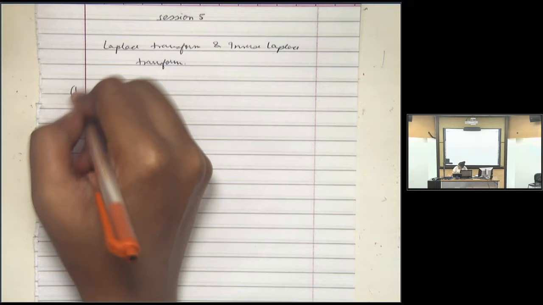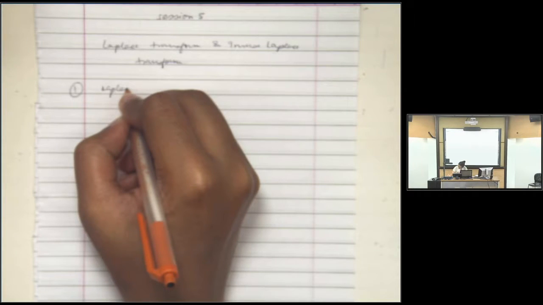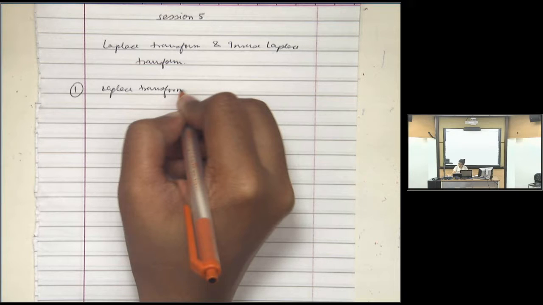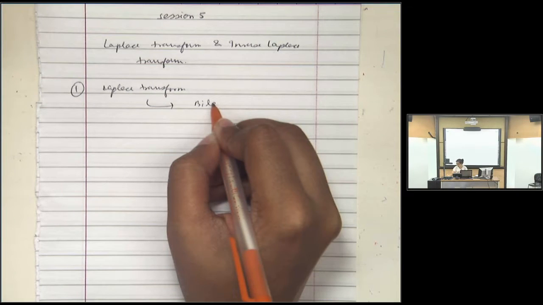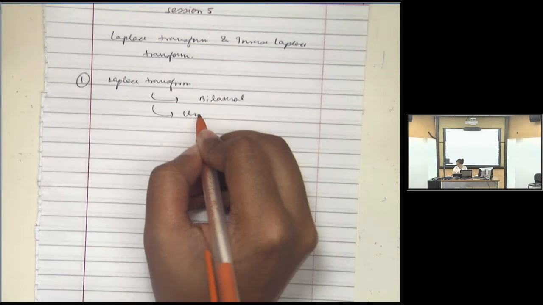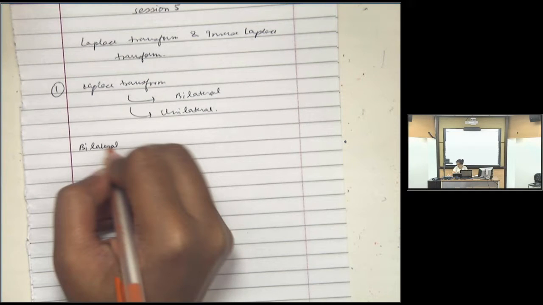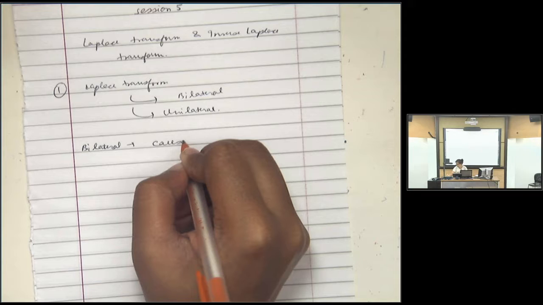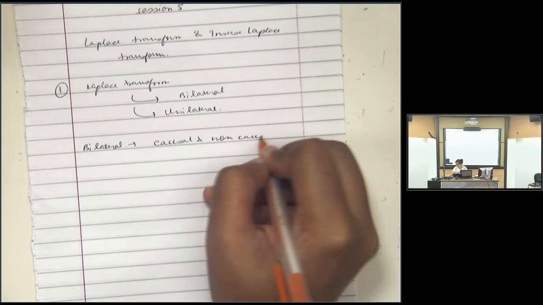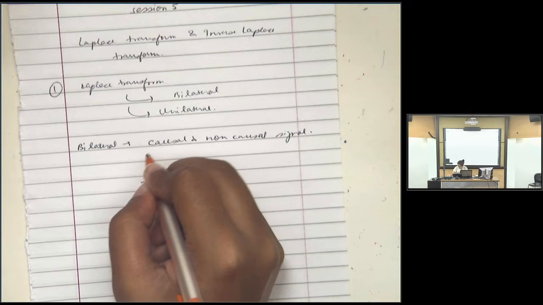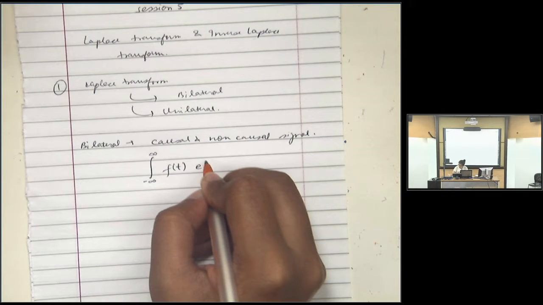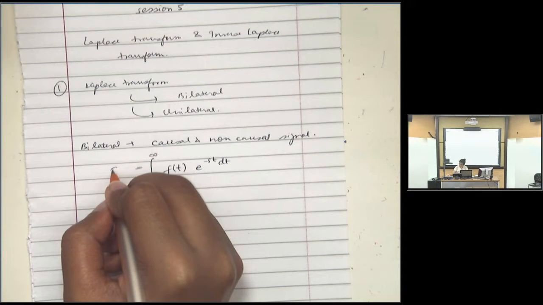First thing to note is while taking Laplace transform, there are two ways. One is bilateral and the second is unilateral. So bilateral works for both causal and non-causal signals, which means that our integration runs from minus infinity to infinity, f of t e raised to the power minus st dt, and this is our Laplace transform F of s.